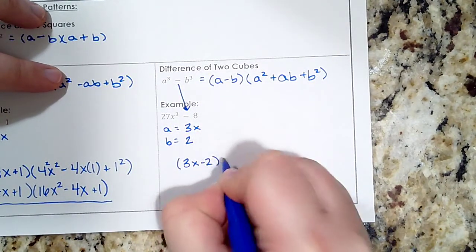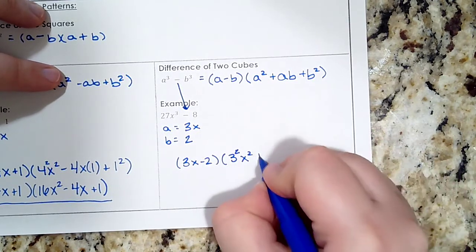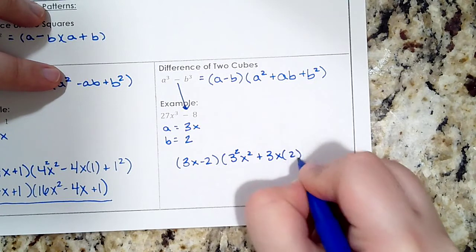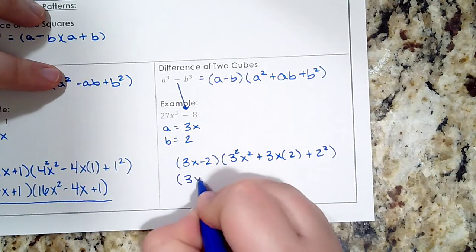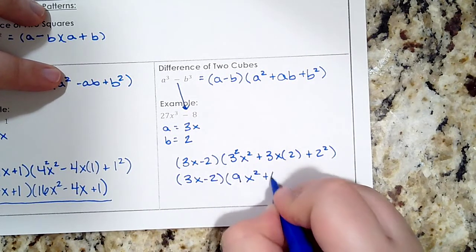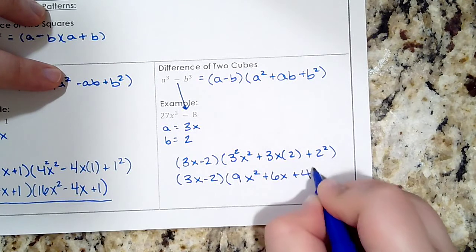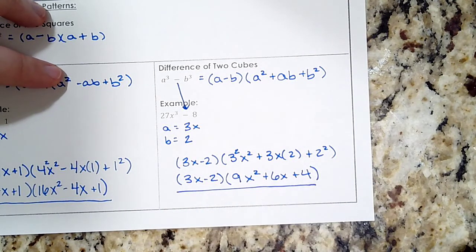3x minus 2, 3 squared x squared plus 3x times 2 plus 2 squared. Simplify that. 3x minus 2, 9x squared plus 6x plus 4. Just like that. There's your final answer.